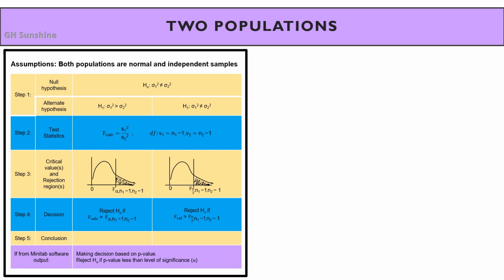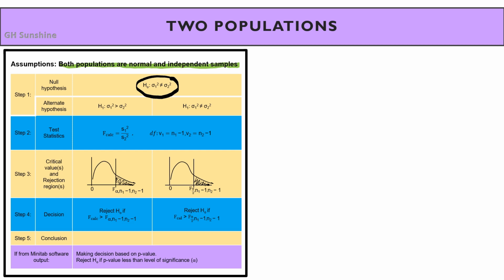Okay, next we proceed to two populations variance or two population standard deviation. As usual, what are the assumptions? Both populations are normal and the samples are independent. As usual, 5 steps. First step, equal sign.